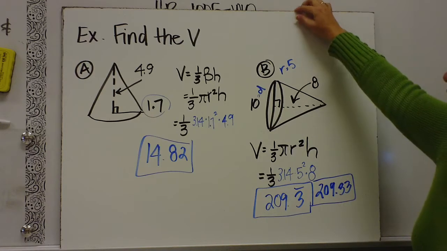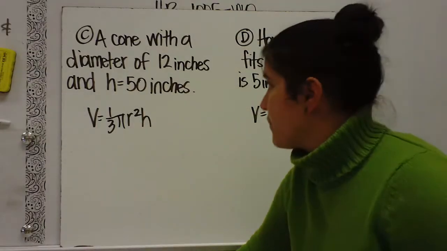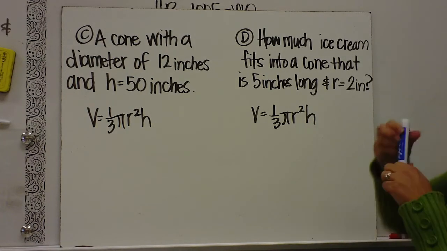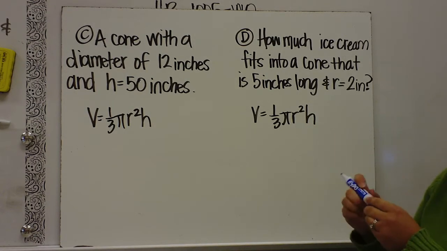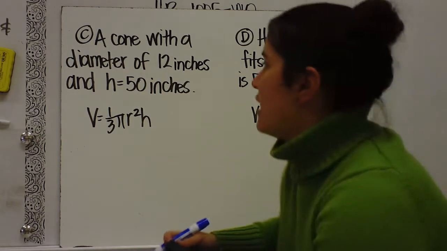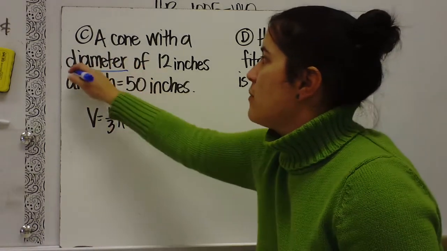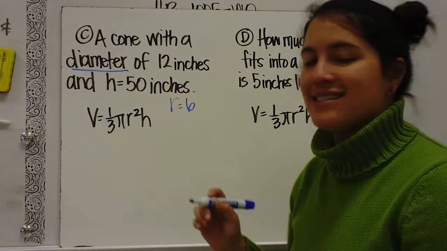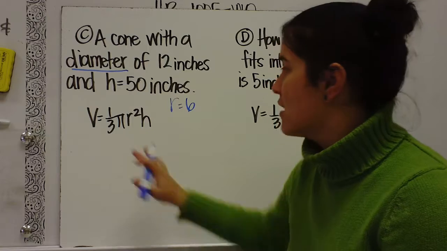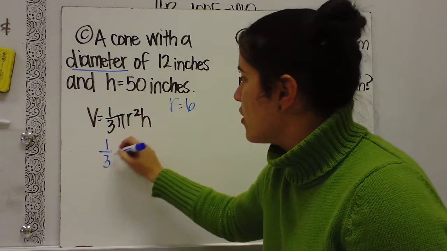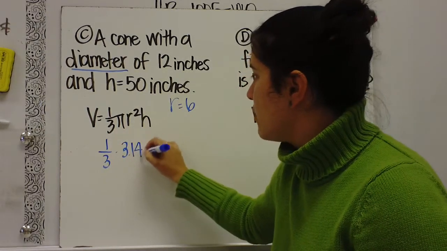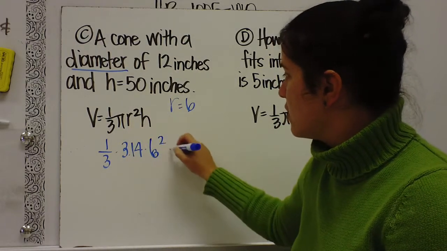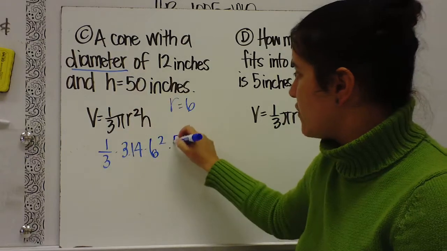Okay? 2 more examples for you. Copy this down. Alright, part C. A cone with a diameter of 12 and a height of 50. So again, I have the diameter. If the diameter is 12, then that means the radius is going to be 6. 12 divided by 2 is 6. I plug it into my formula. 1/3 times 3.14 pi times the radius squared times the height, 50.